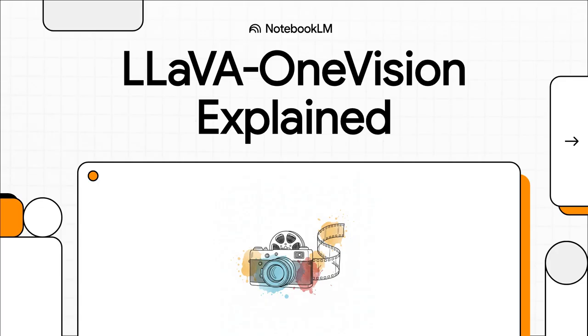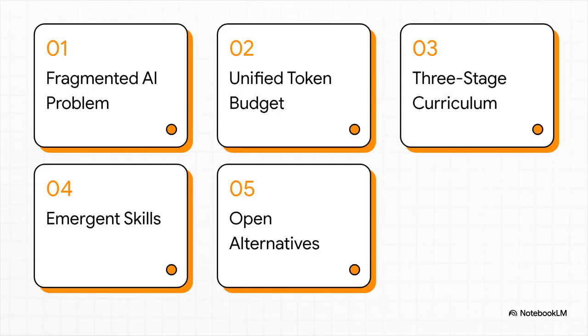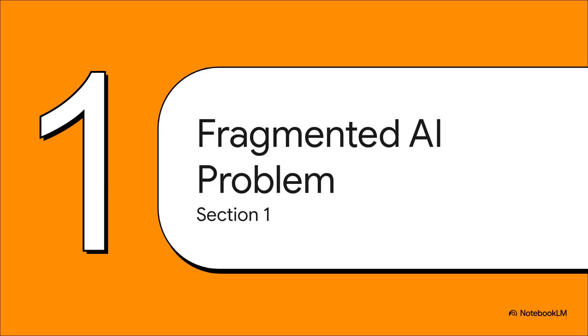But today we are unpacking LLaVA-OneVision. It's this fascinating architectural recipe that actually solved this exact puzzle and brought all three visual formats under one roof. Here's our roadmap for today. We're going to hit the fragmented AI problem, look at the unified token budget, break down the three-stage curriculum, check out some wild emergent skills, and finally wrap up with open alternatives and trade-offs. Let's do it. Kicking things off with Part 1, the fragmented AI problem.